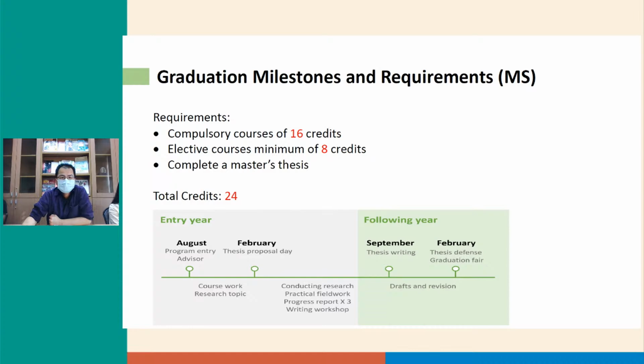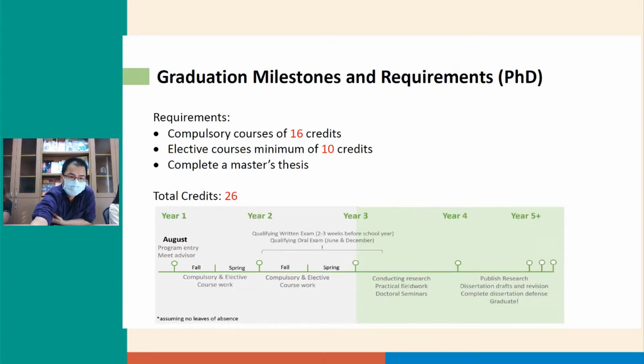If you want to graduate from the global health programs and get your degree, you need to get compulsory courses of 16 credits and elective courses of minimum 8 credits. So the total credits is 24. And the requirement for PhD students: the compulsory courses should be 16 credits, and elective courses minimum should be 10 credits, so the total credits is 26.